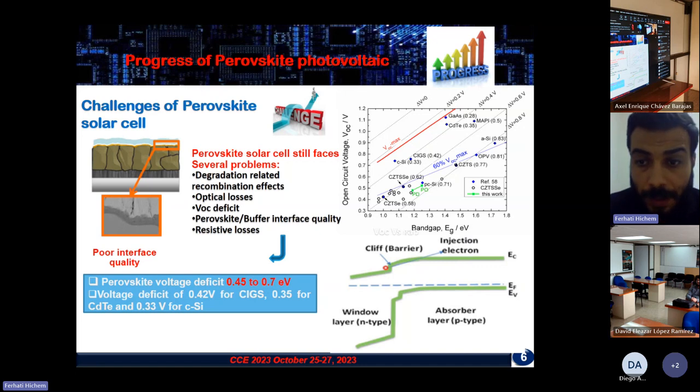which can impose several challenges such as the voltage deficit, which is in between 0.45 to 0.7 electron volt, which is high as compared to other thin film solar cells. So this is mainly due to the interface quality between the perovskite and the buffer, which requires several improvements and band alignment management.